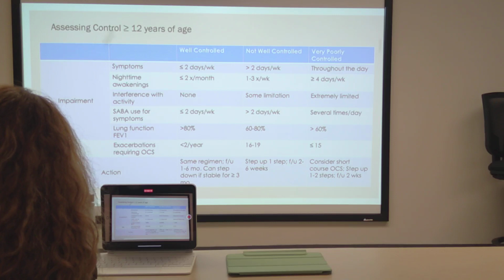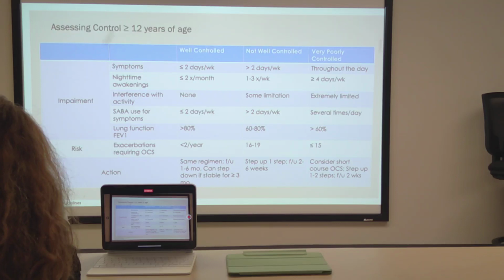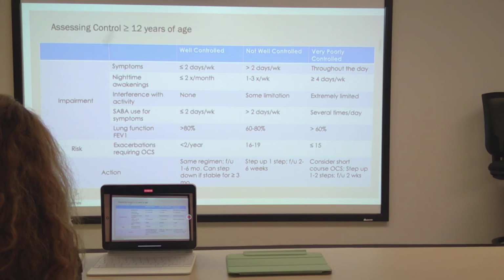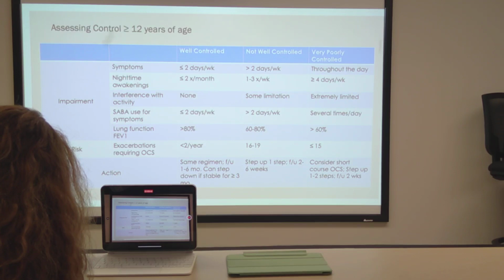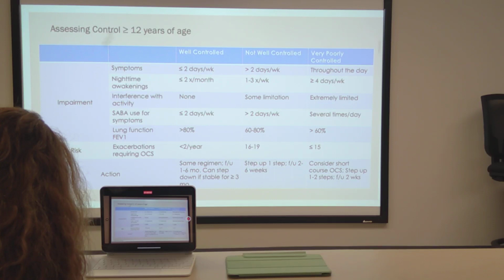All right, so once you start treatment, you want to assess how well the treatment is working, right? So we usually define that as either being well controlled, not well controlled, or very poorly controlled. So once the patient comes back to follow up with you after being on therapy for however long, you want to assess how their symptoms are doing, nighttime awakenings, how it's interfering with their daily activities. So essentially the same components that we looked at in the beginning in terms of classifying your asthma is what you're looking at again to see how well controlled their asthma is after they started therapy.